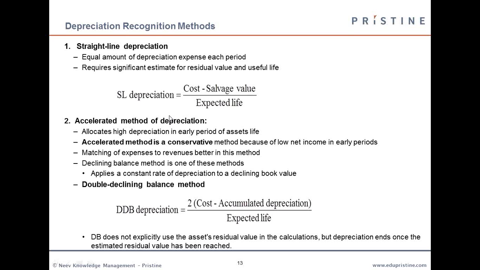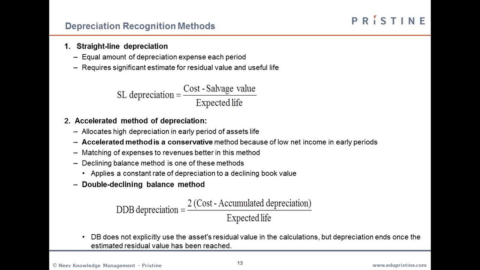So the different methods of accelerated method of depreciation are declining balance method, where you have a constant rate of depreciation, say 20%, say 10%, and you suppose the total value is 1 lakh, you use this 10% to calculate depreciation every year. So the first year it is 10% of 1 lakh, which is 10,000, and the next year it is 10% of 1 lakh minus 10,000.